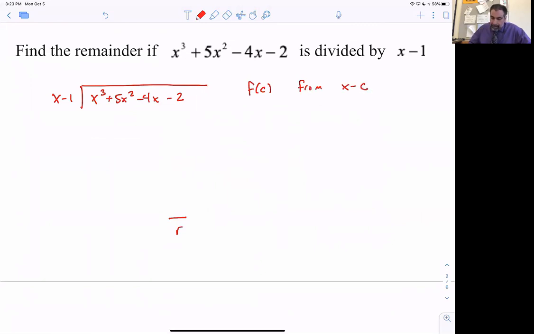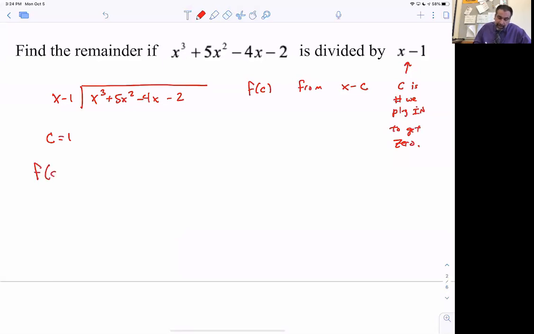Well, c is the number that we plug into the factor to make this 0. C is the number we plug in to get 0 out. So in this case, since we're dealing with x minus 1, c is going to be 1. So we know that c is equal to 1 in this problem. If we find f of c, that's the same as finding f of 1.